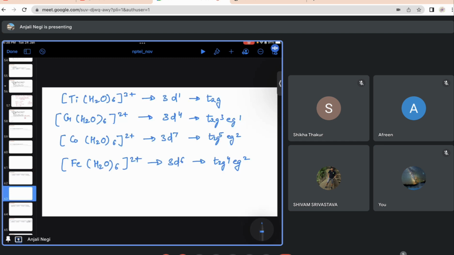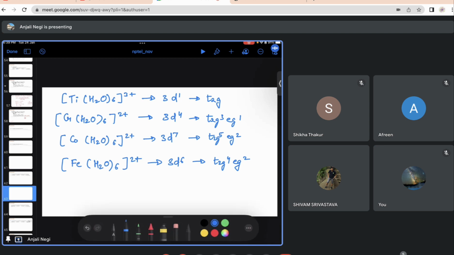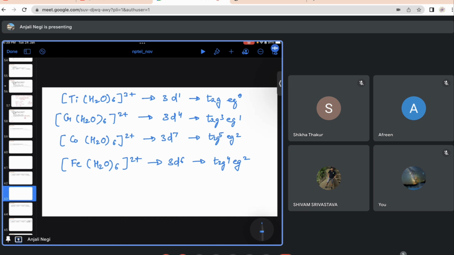So in this case, I can simply write down the electronic configurations 3d1, 3d4, 3d7 and 3d6 for the corresponding given metal complexes, and write the t2g and eg electronic configuration, how the electrons will be there in the t2g and eg orbitals.